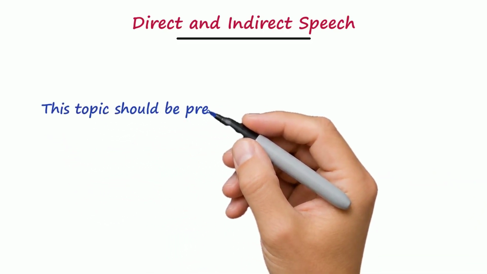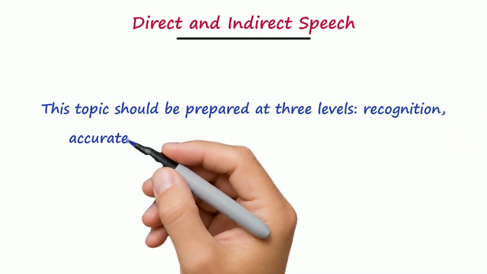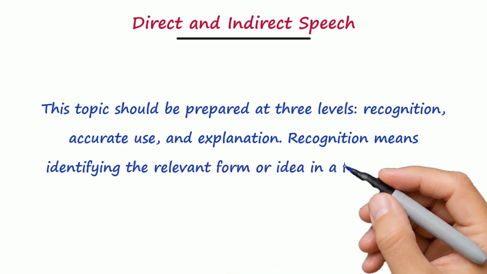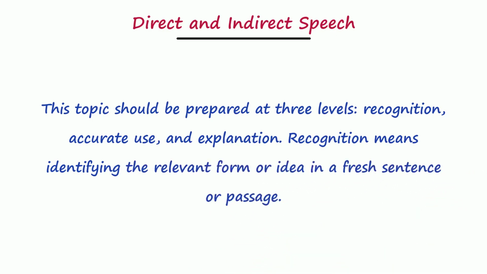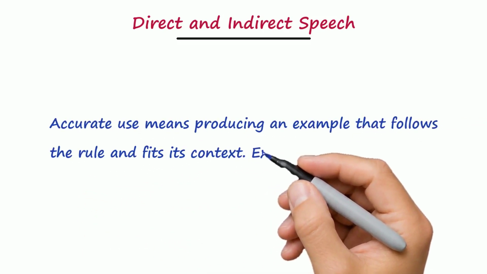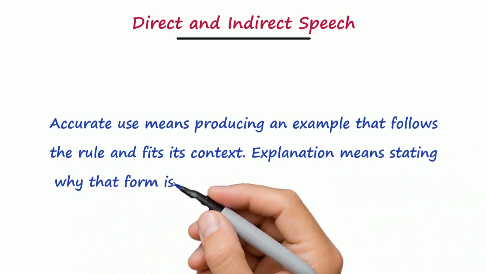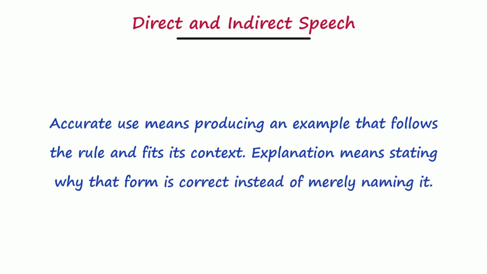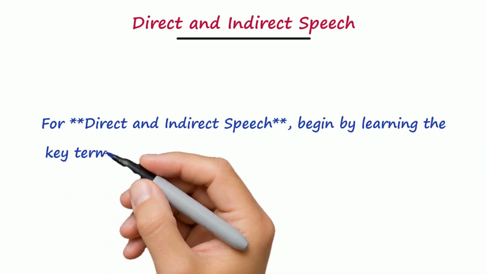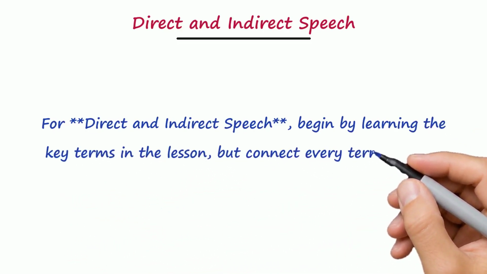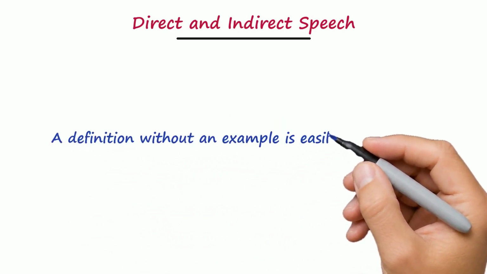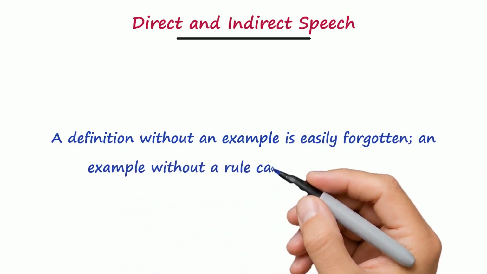This topic should be prepared at 3 levels: recognition, accurate use, and explanation. Recognition means identifying the relevant form or idea in a fresh sentence or passage. Accurate use means producing an example that follows the rule and fits its context. Explanation means stating why that form is correct instead of merely naming it. For direct and indirect speech, begin by learning the key terms in the lesson, but connect every term with an example. A definition without an example is easily forgotten. An example without a rule can lead to guessing.